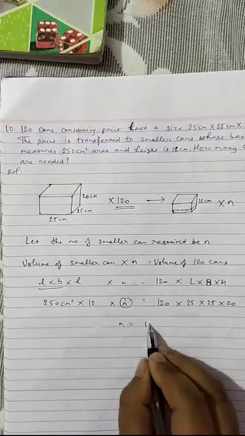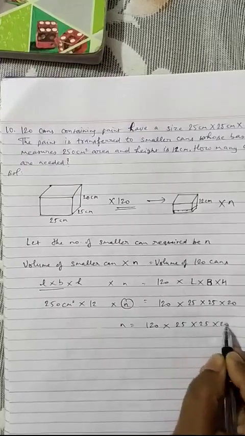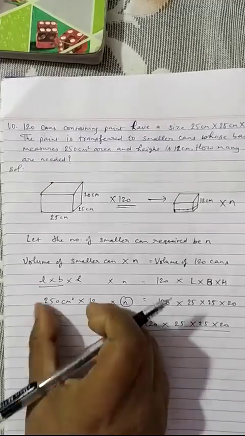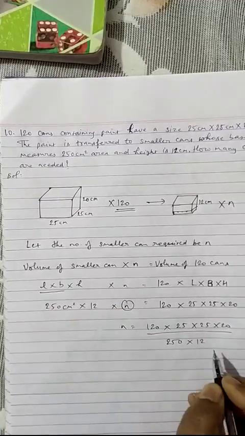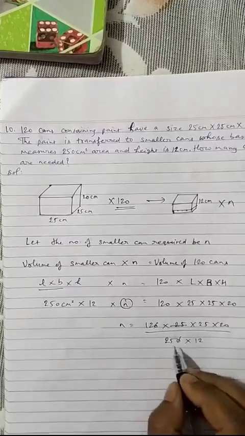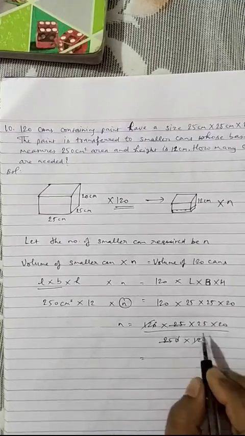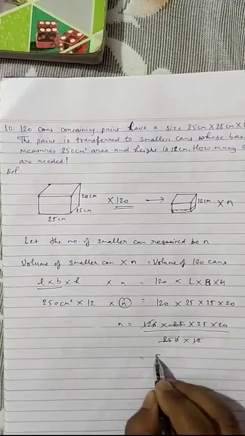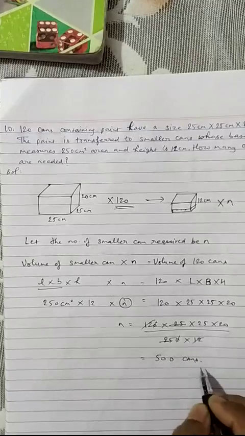Now N is equal to 120 multiplied by 25 into 25 into 20, divided by 250 into 12. 0 0 is cancelled. 25 25 is cancelled. 25 25 is cancelled. Now 25 twos are 50 with a 0. So the answer is 500 small cans.